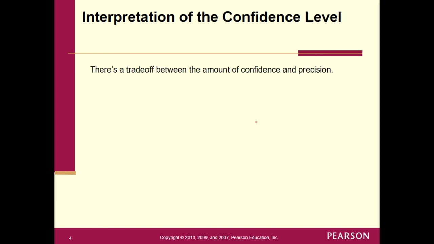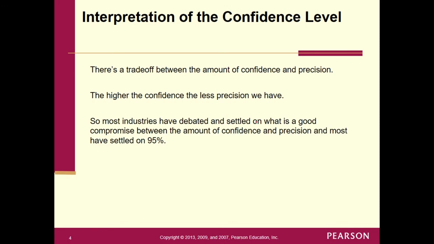So basically what I'm saying here is that there's a trade-off between the amount of confidence and precision. The higher the confidence, the less precision we have. Because if you go from 95 to 99, you're making the interval wider. True, your confidence is going up, but your precision is actually going down. So most industries have debated and settled on a good compromise between the amount of confidence and precision, and most have settled on 95%.